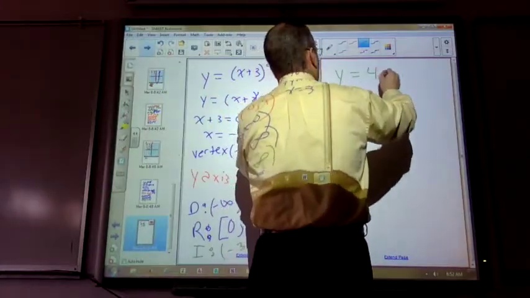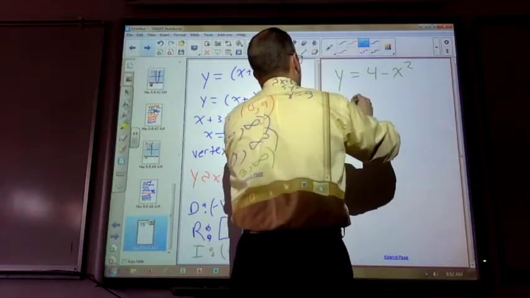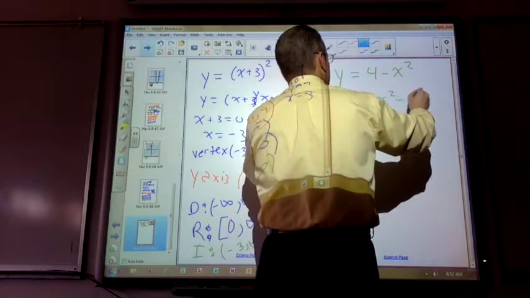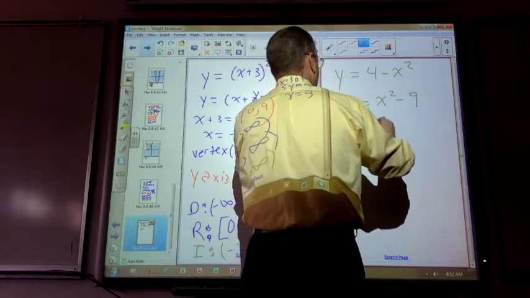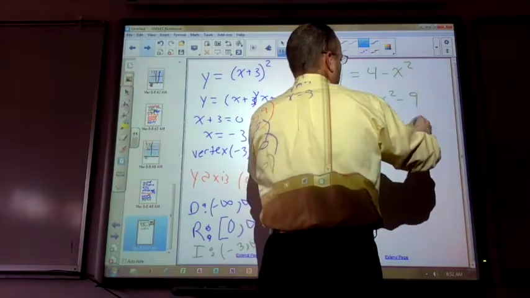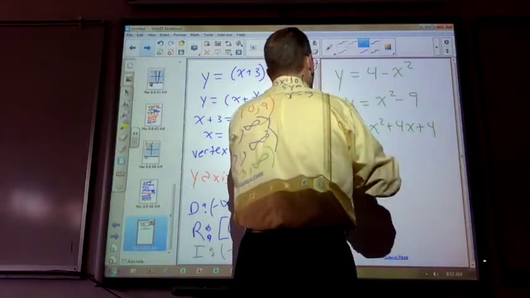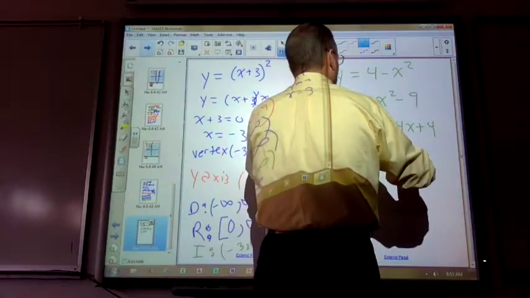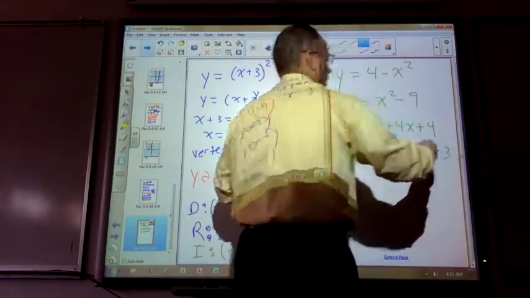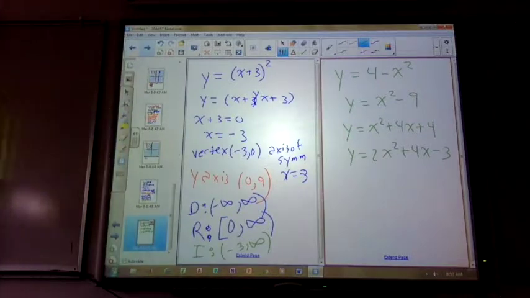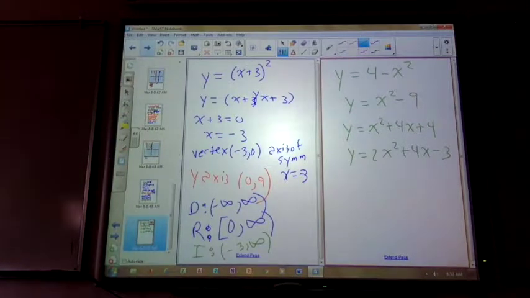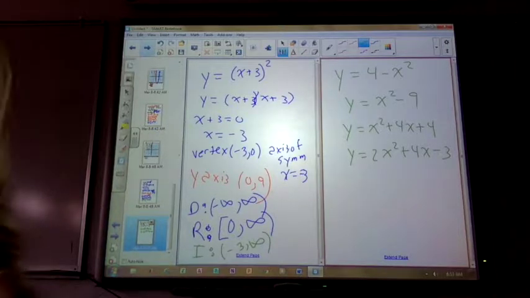Y equals 4 minus x squared. Y equals x squared minus 9. Y equals x squared plus 4x plus 4. And y equals 2x squared plus 4x minus 3. I'll work all those out at the end of this video for today. But if you wanted to try those, the video will be there for you to double check it towards the end. It is not homework. It's just extra review if you'd like to do it.